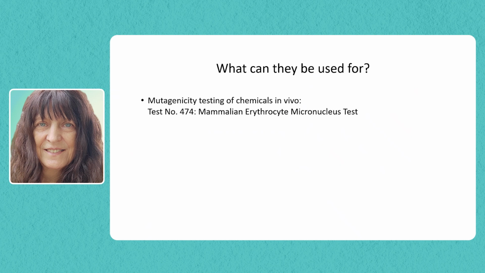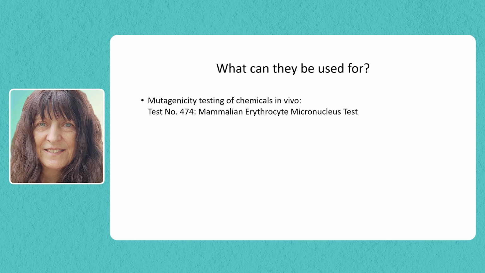So what can we use micronuclei for? There's several things we can do with them. It's a mutagenicity endpoint, so a genotoxicity endpoint. It's not for other toxicities. But in that it can be used for a couple of different things. First of all, there is mutagenicity testing of chemicals in vivo. So if you want to admit a new pharmaceutical, for example, you have to supply a lot of data, and among them usually an in vivo mutagenicity test, which can be the mammalian erythrocyte micronucleus test.